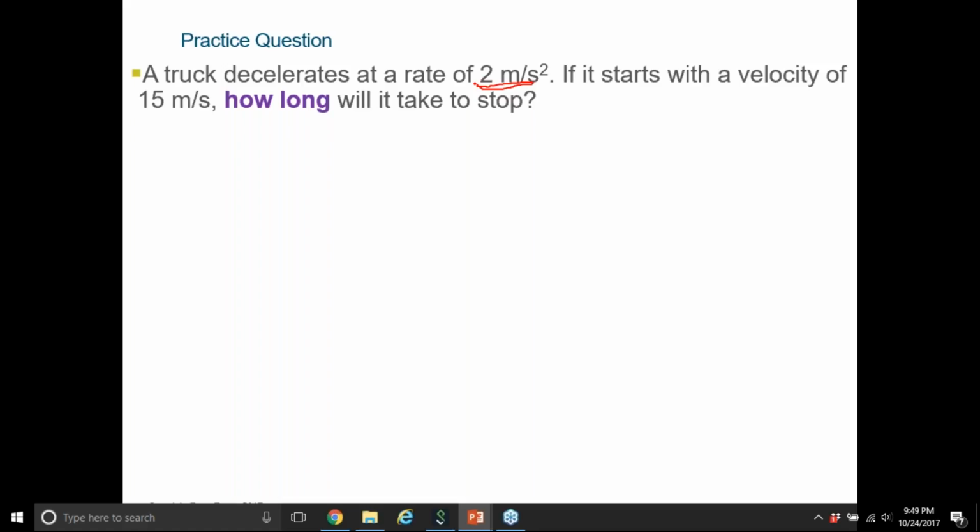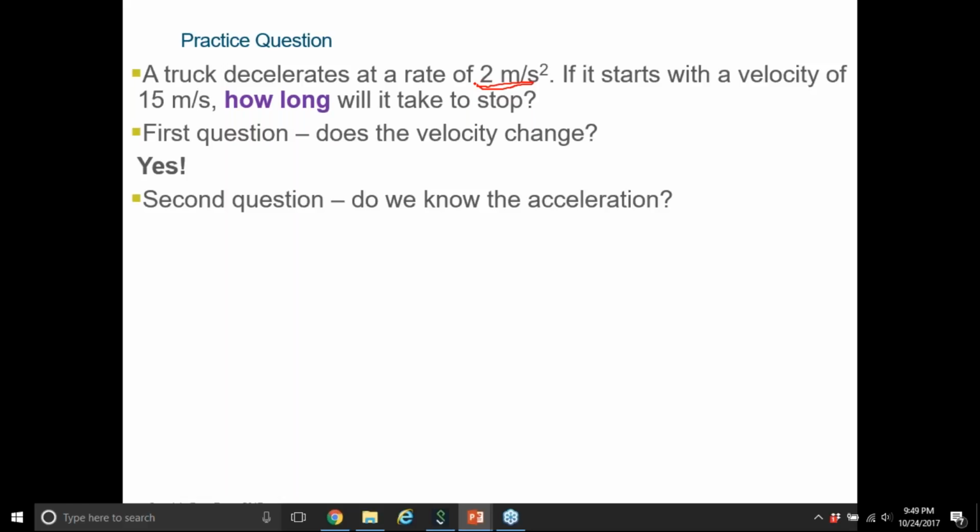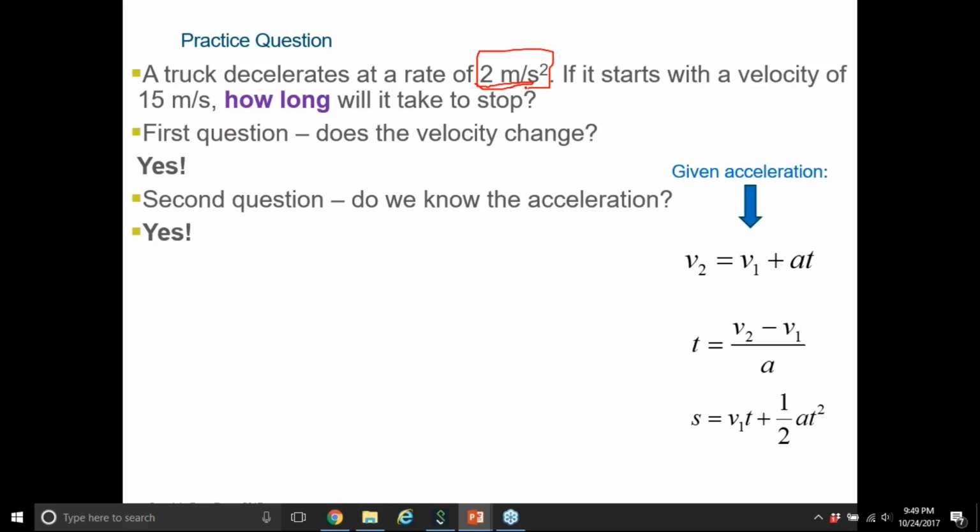So let's go through our questions. Does the velocity change? Well, yes, it's telling us it's accelerating. It tells us it has a starting velocity, and we don't know the ending velocity, so it definitely changes. Okay, so we can't use that first formula. Second question, do we know the acceleration? Yes, it tells us that it's 2 meters per second squared. So that helps us narrow down which column we're using. We're going to use one of these formulas that actually has acceleration somewhere on the right, because we know what the acceleration is, so we can plug it in there.